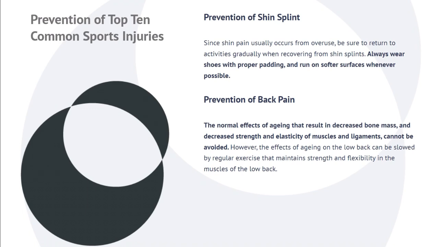Prevention of back pain. The normal effects of aging that result in decreased bone mass, and decreased strength and elasticity of muscles and ligaments, cannot be avoided. However, the effects of aging on the low back can be slowed by regular exercise that maintains strength and flexibility in the muscles of the low back.